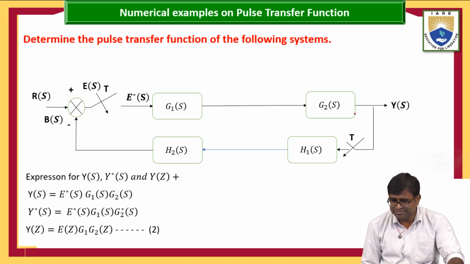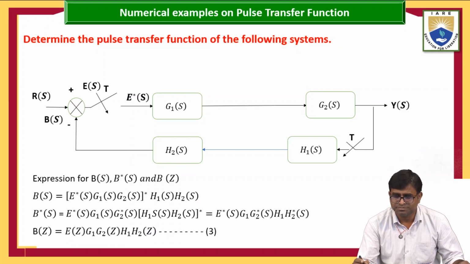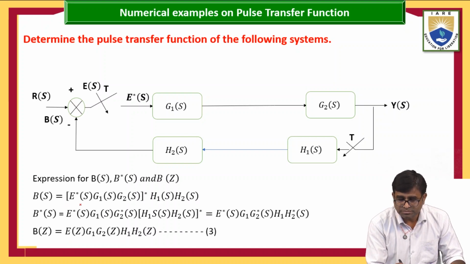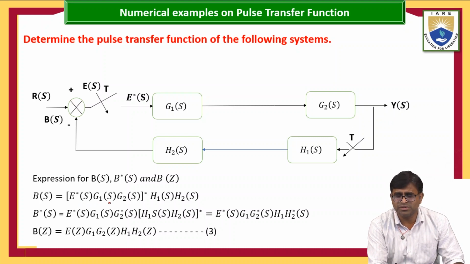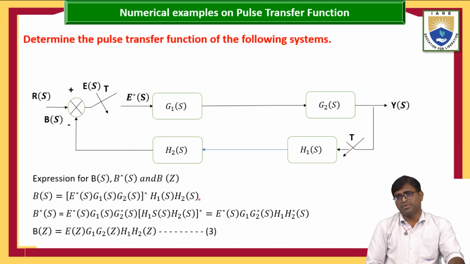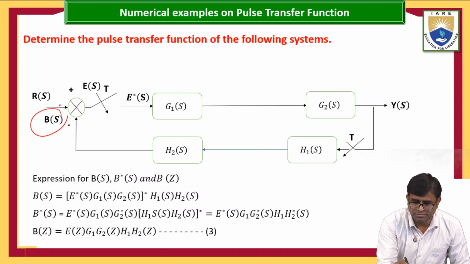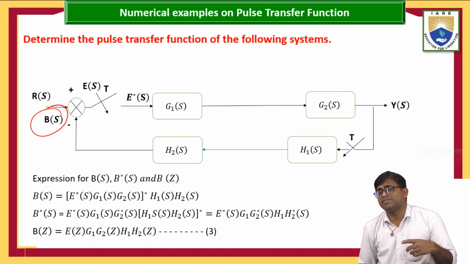B of S is nothing but E star of S into G1 of S into G2 of S into the feedback. The first feedback is H1 of S and the second feedback is H star of S. Okay, this value B of S, the feedback path value, is completed.